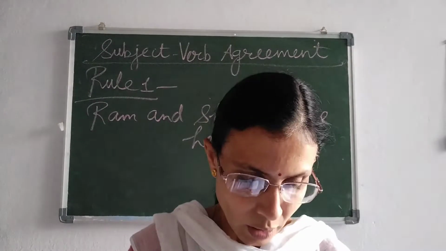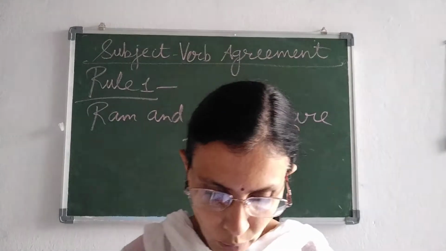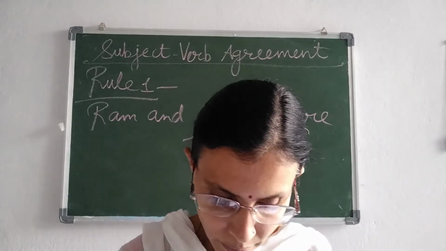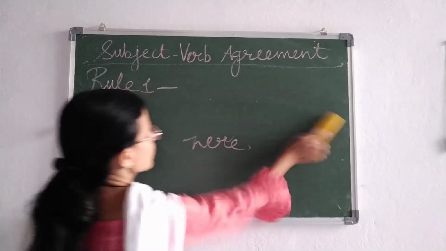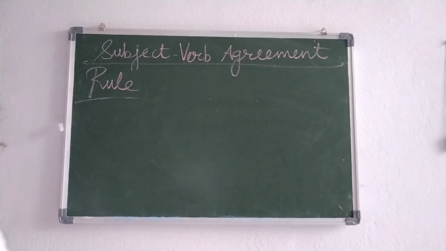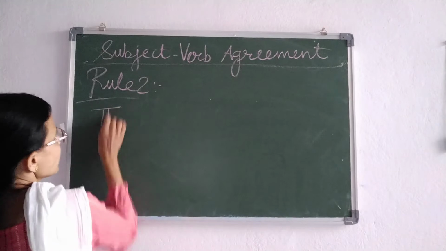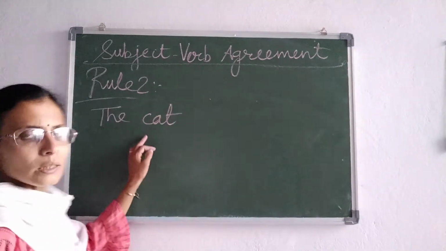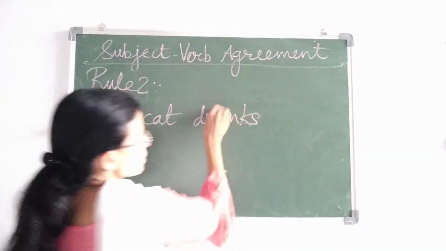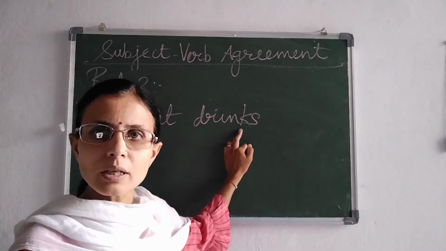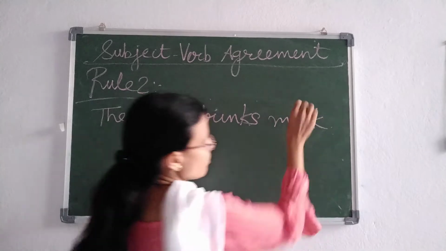Rule number 2. A singular verb must be used with a singular subject and a plural verb with a plural subject. Okay. Whatever I have explained earlier. Now come to rule number 2. If your subject is singular, like cat. Cat is here singular, then the verb will also be singular. Singular verb means you are adding s or es in the main form of the verb. So the cat brings milk.